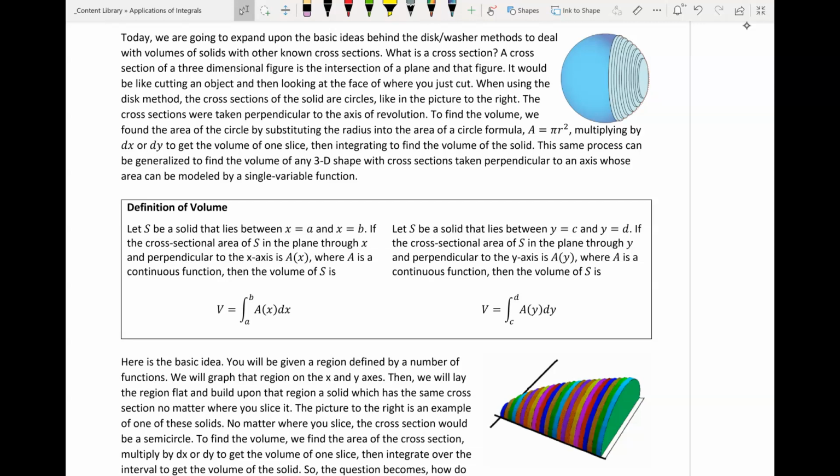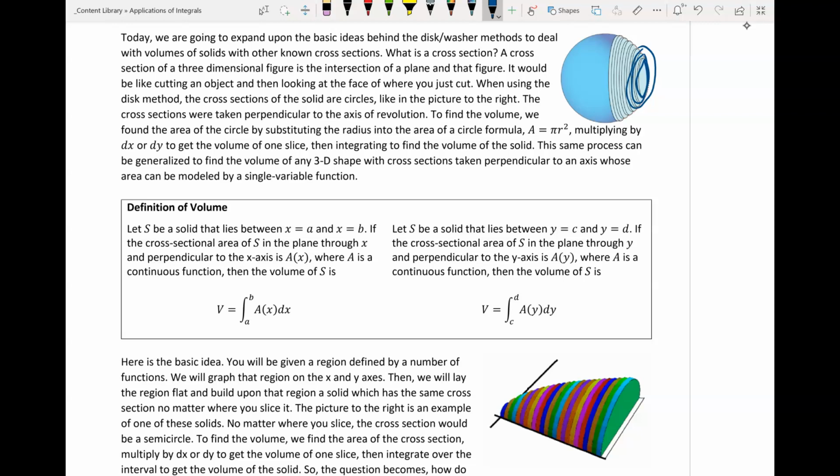A cross-section is the intersection of a plane and a three-dimensional figure. It would be like cutting your object and looking at where you just cut. So when using the disk method, the cross-sections of the solid are circles, like this picture over here. So these are our cross-sections.